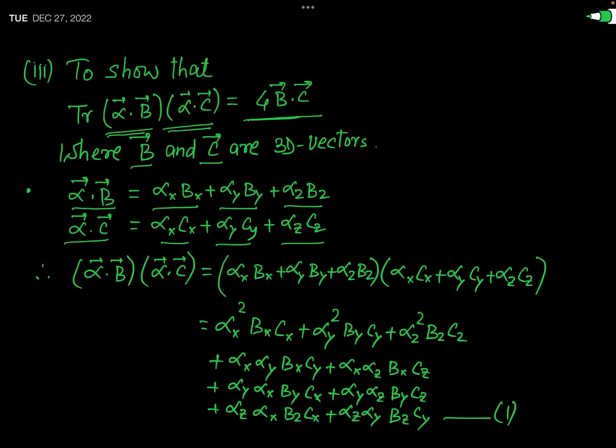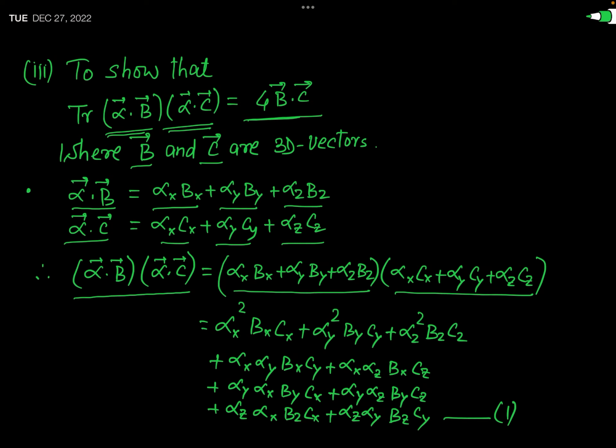Okay, so now let us evaluate this product, alpha dot b times alpha dot c. Instead of alpha dot b we can write this much, and instead of alpha dot c we will write this much. Now take the product. Let us start to find the product.